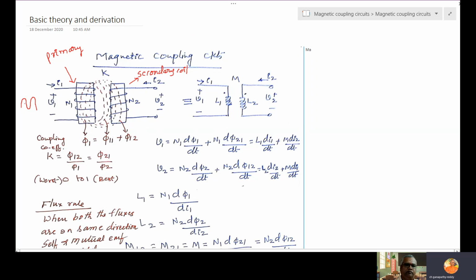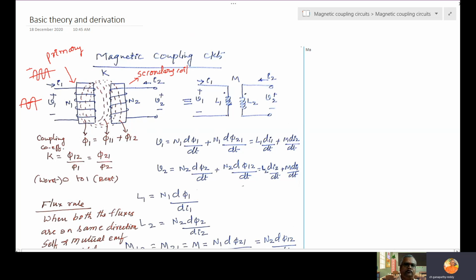In coupling circuits, compulsorily we apply AC only. If DC is applied, then energy will not be transferred to the other circuit. So AC voltage, a sine wave, is applied. Then the current I1 is also positive, negative, positive, negative. So the current is sinusoidal and the voltage is also sinusoidal.